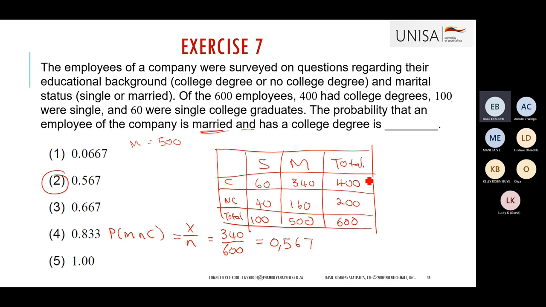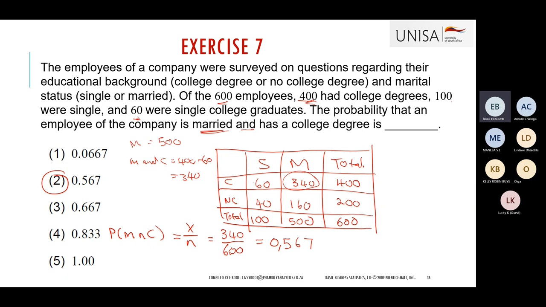So you don't have a choice. College and marriage, if you don't have other information, you cannot calculate it, because you need to know how many are college and single. There were 60. And you need to know how many there are from college. We needed to know there are 400. So we can calculate marriage and college by using the 400 that we have here minus the 60 that we have here. And that would give us 340, which is that value that we calculated. And then the grand total they gave us is 600. So you just substitute 340 divided by 600.